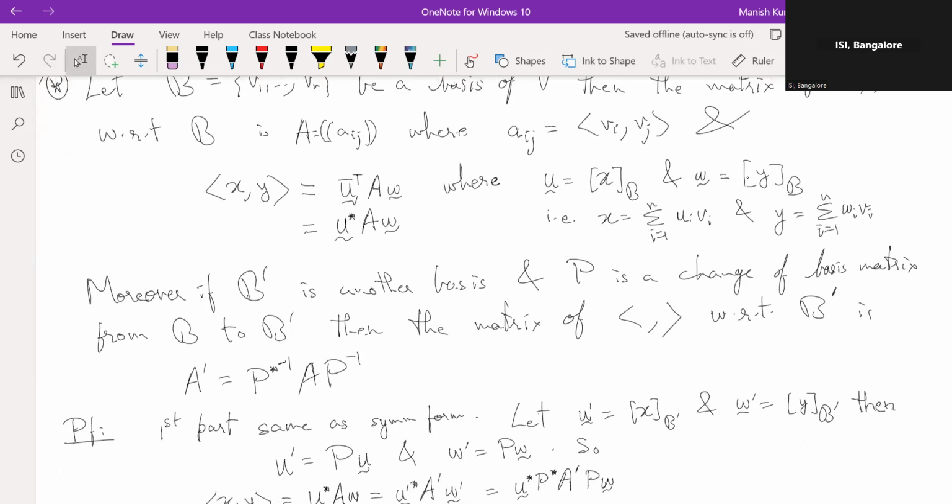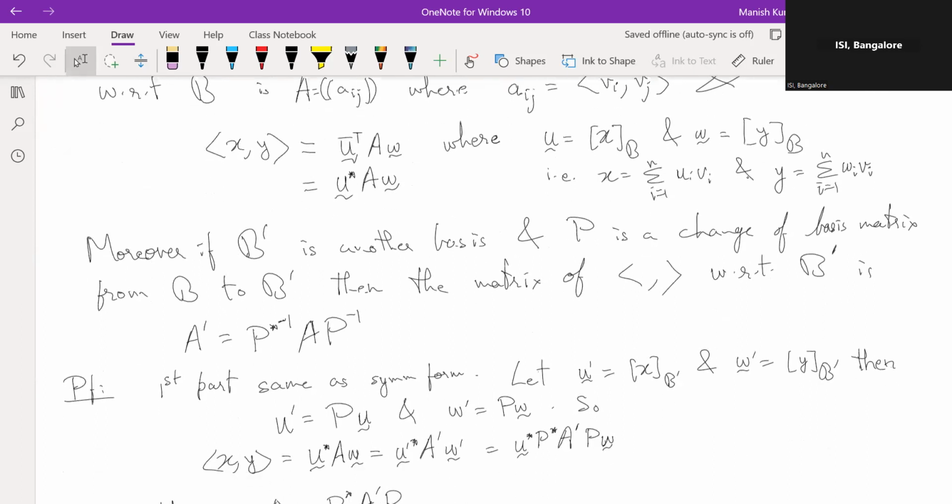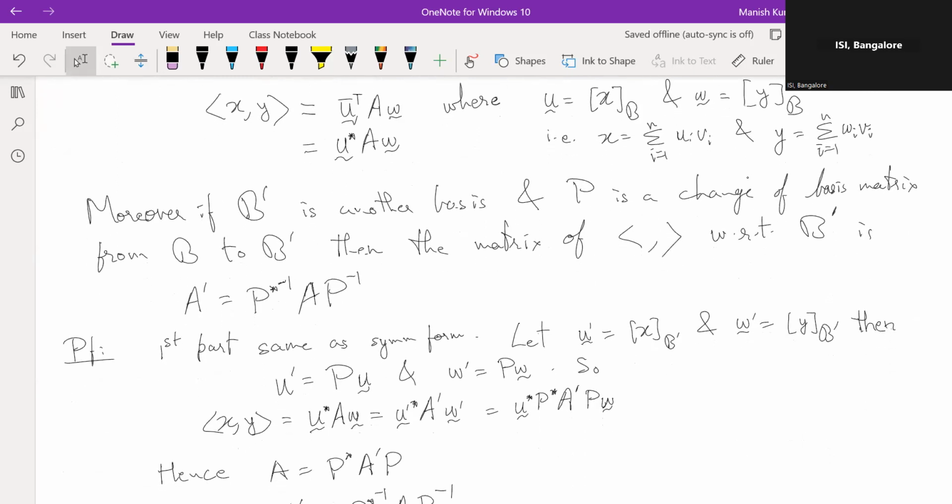So you just have to express x as this thing and y as this thing in the left-hand side, and use the axioms which we have to get that both the left and right-hand sides are the same. So for the moreover part, the first part is the same as the symmetric bilinear form case. Let's look at the proof of the second part.